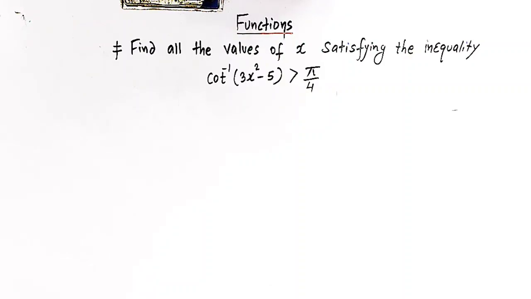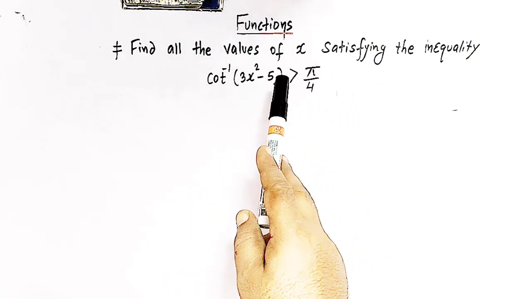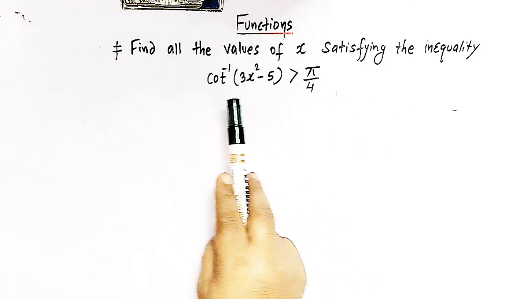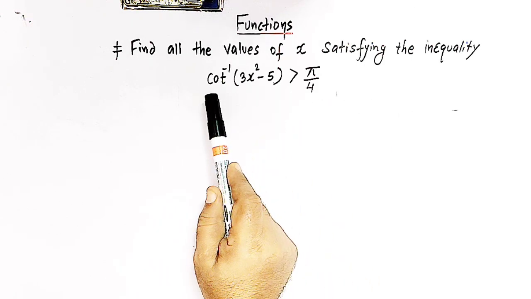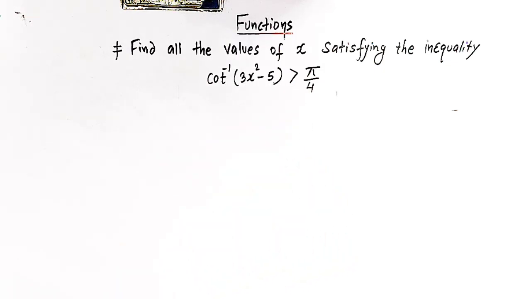Hello, viewers. In today's session, we are going to discuss a very important problem from functions. In this session, we are going to discuss this problem in which we have to find out the values of x satisfying this inequality, that is cot inverse (3x square minus 5) greater than pi by 4.